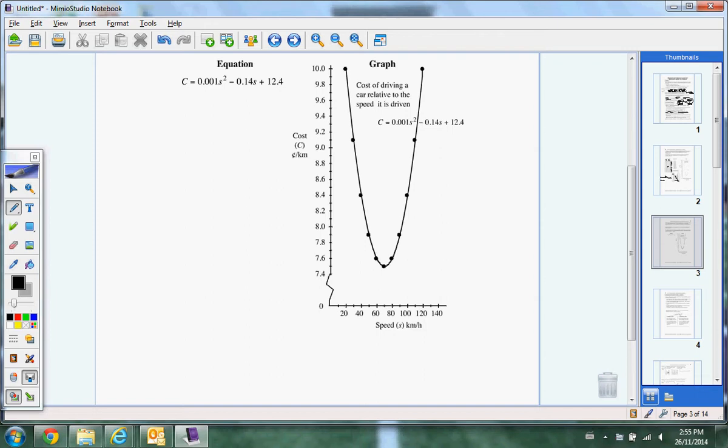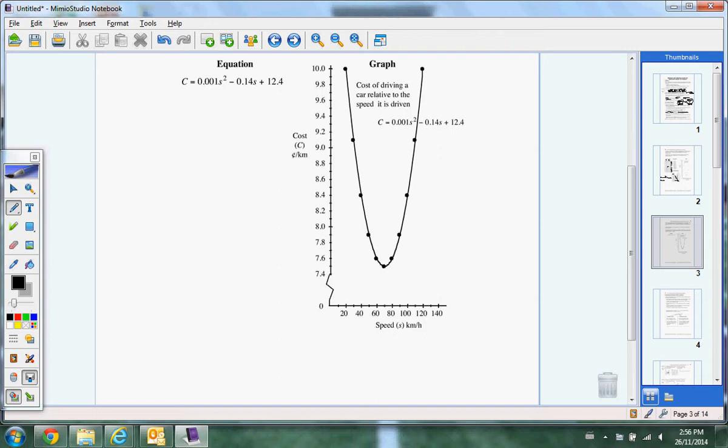Can anybody explain to me what makes this a parabola based on our table? Why is it curved? Think about the ends. When we were at 20 kilometers an hour, we had what? 10. And when we were at 120, we had what? 10. So it curves.